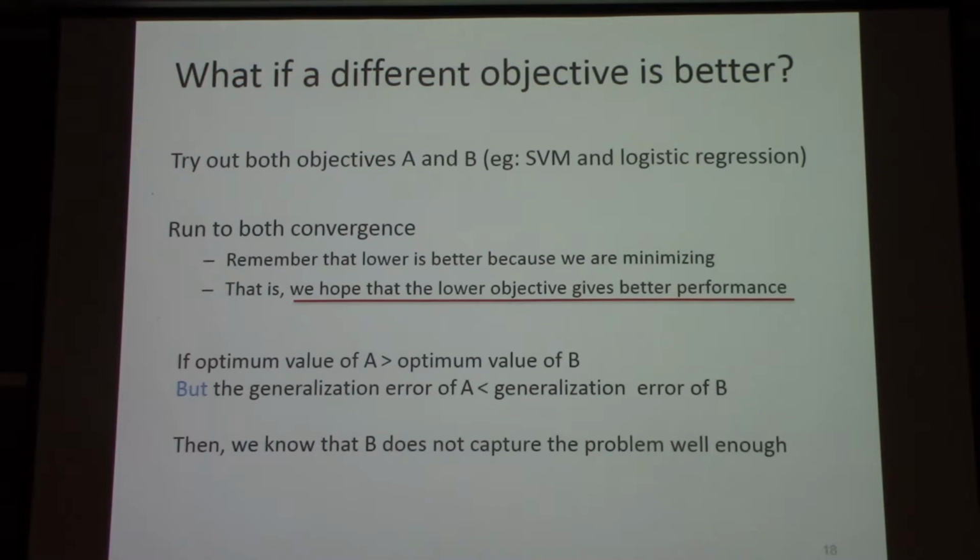But if you observe that, according to your learning, the optimum value for B is lower, which means B, according to the learning, should be a better classifier, because lower objective implies better classifier. If the optimum value for B is lower, but the error of A is better, that means it doesn't matter if you get to the optimum of B. B does not capture the learning problem well enough. Does it make sense? Questions?